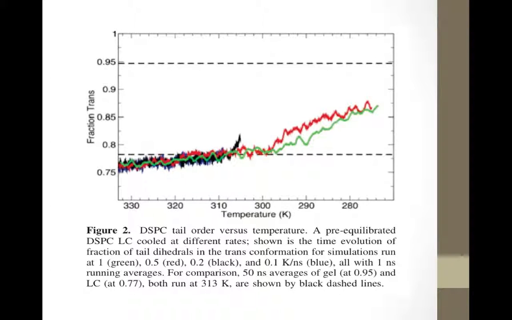And Figure 2 is the DSBC tail order versus the temperature, for re-equilibrated DSBC LC cooled at different rates. It shows the time evolution of the fraction of tail dihedrals in the strand conformation for simulation runs at 1.5, 0.2, and 0.1 Kelvin per nanosecond.